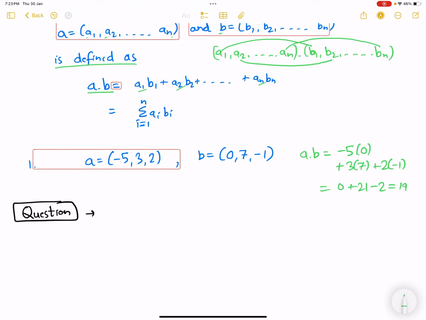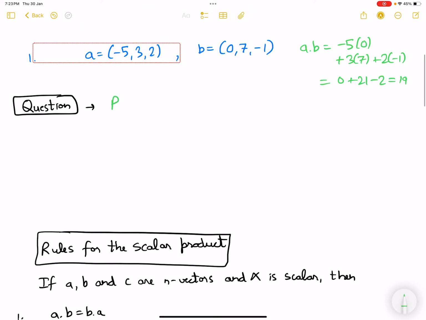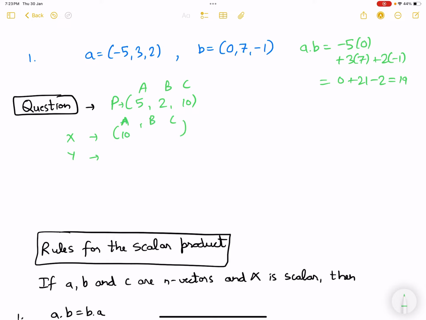Now suppose the prices are given to you. Suppose we are talking about three commodities, commodity A, B and C. The price vector is 5, 2 and 10. Now there are two individuals, suppose X and Y. X is consuming 10 units of A, 2 units of B and 7 units of C. Similarly, Y is consuming 5 units of A, 1 unit of B and 1 unit of C.